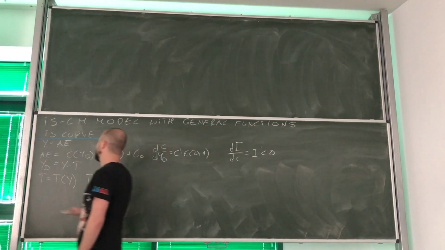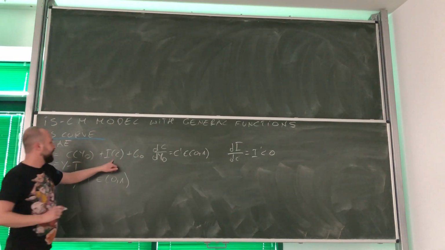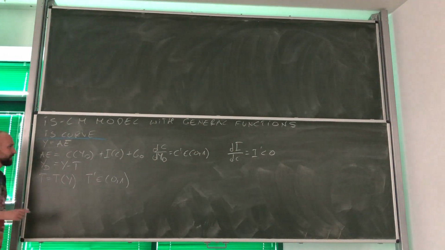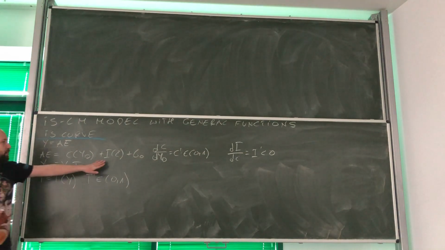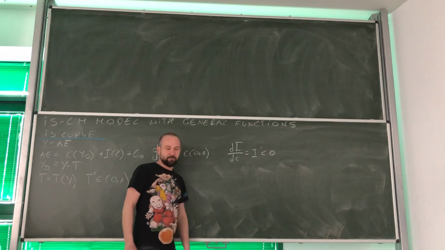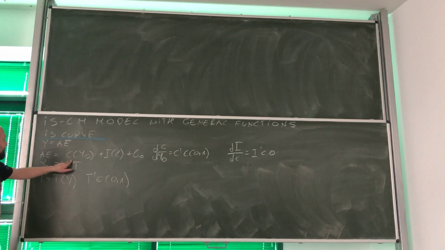So, what do we assume? First, we've got the equilibrium condition. Income equals aggregated expenditures. Aggregated expenditures are the sum of consumption, investment, and government spending. Government spending is given exogenously. Investment is a function of the interest rate. All we know about it is that the higher the interest rate, the lower the investment, right? We get it from this derivative. And consumption is a function of disposable income.